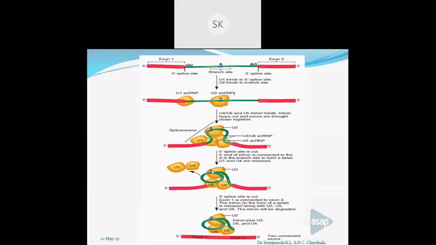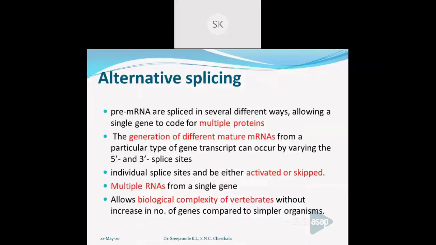So that is about post-transcriptional modifications, which include three steps. They are 5' capping, polyadenylation, and RNA splicing. Next, we will go on to another topic known as alternative splicing.